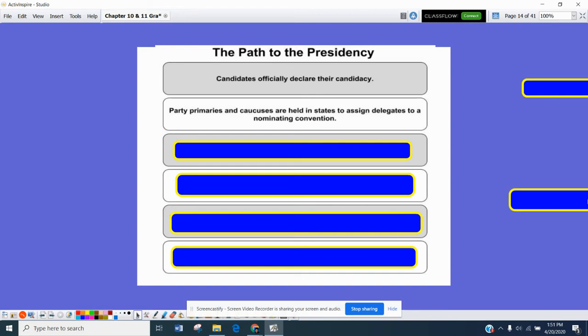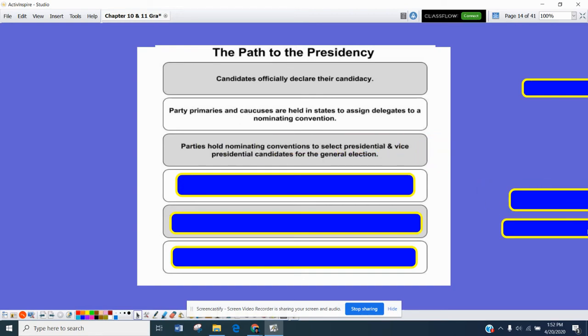All right. Each party will basically have primaries or caucuses in each state, and it's those events that are going to help assign delegates that are going to go to each political party's nominating convention. So the Republicans would have a convention, the Democrats have their own convention, and it's these primaries that line this up, or the caucuses, depending on if you live in a state that has that.